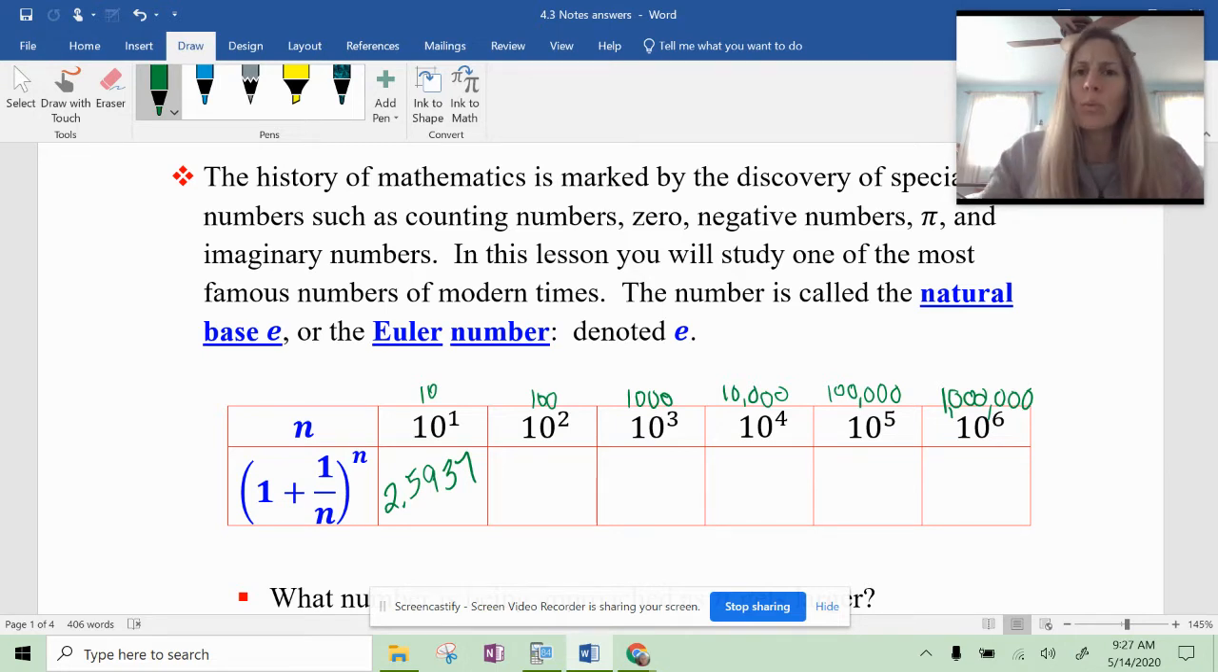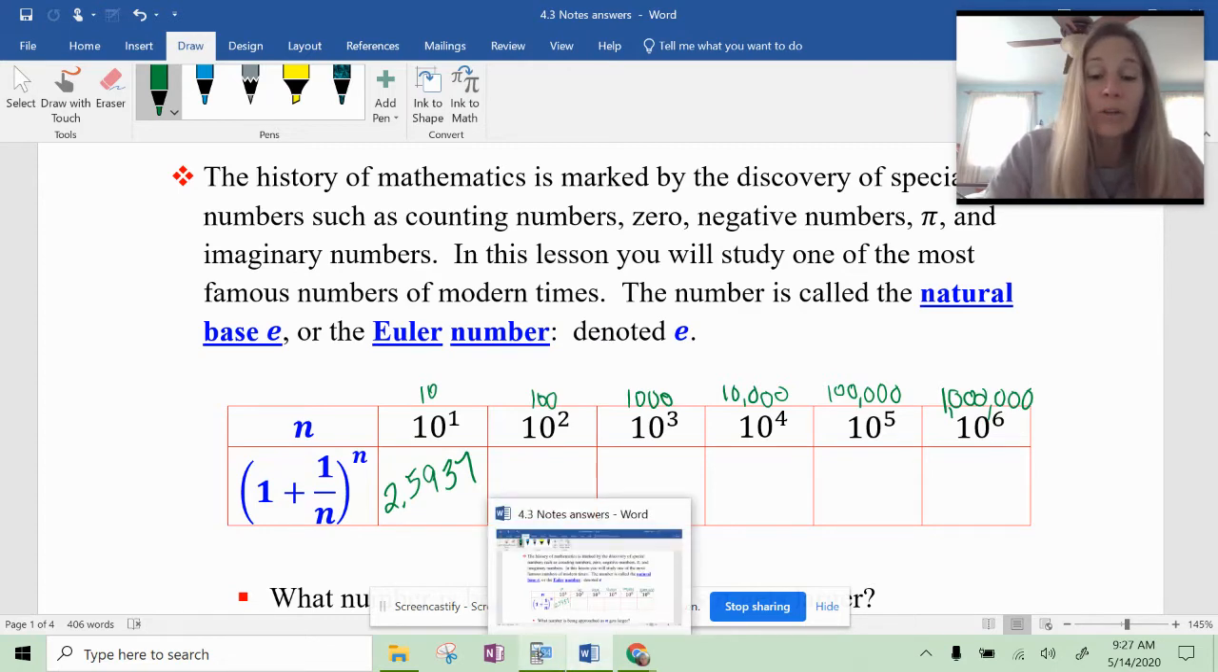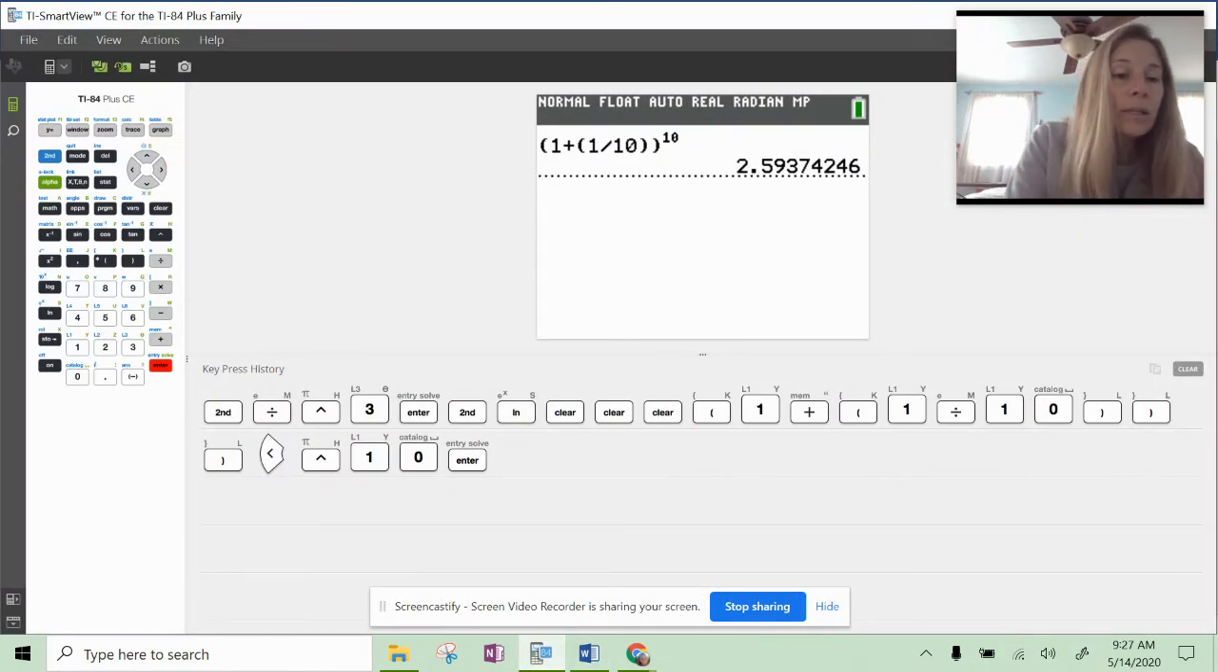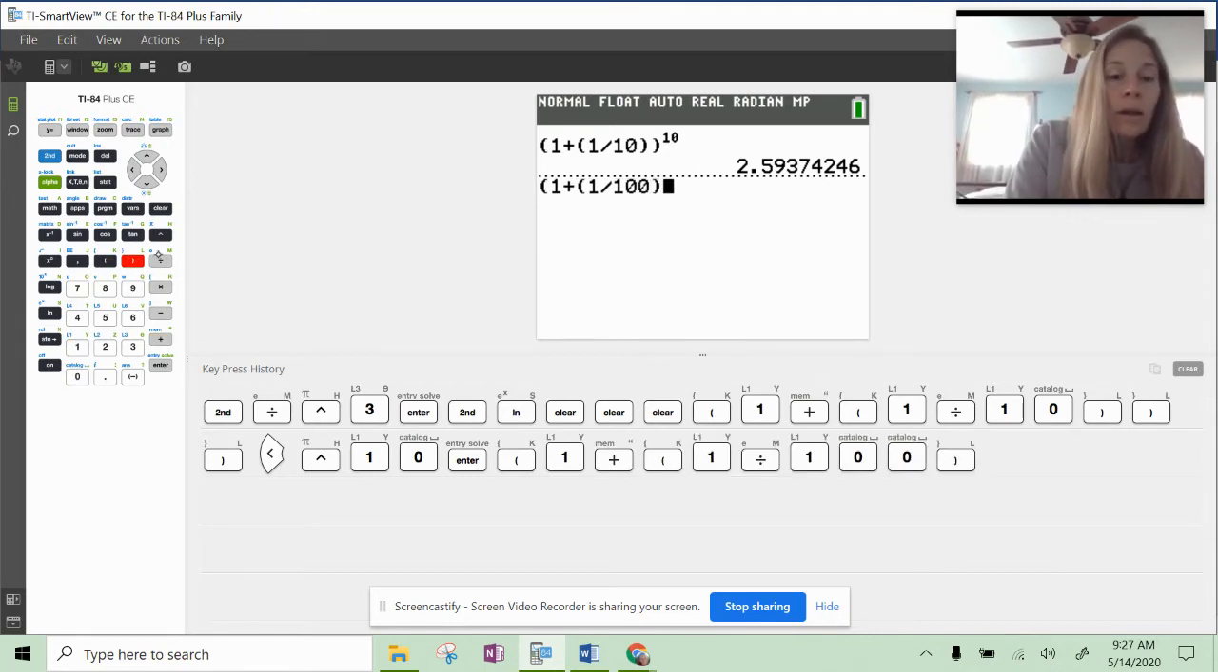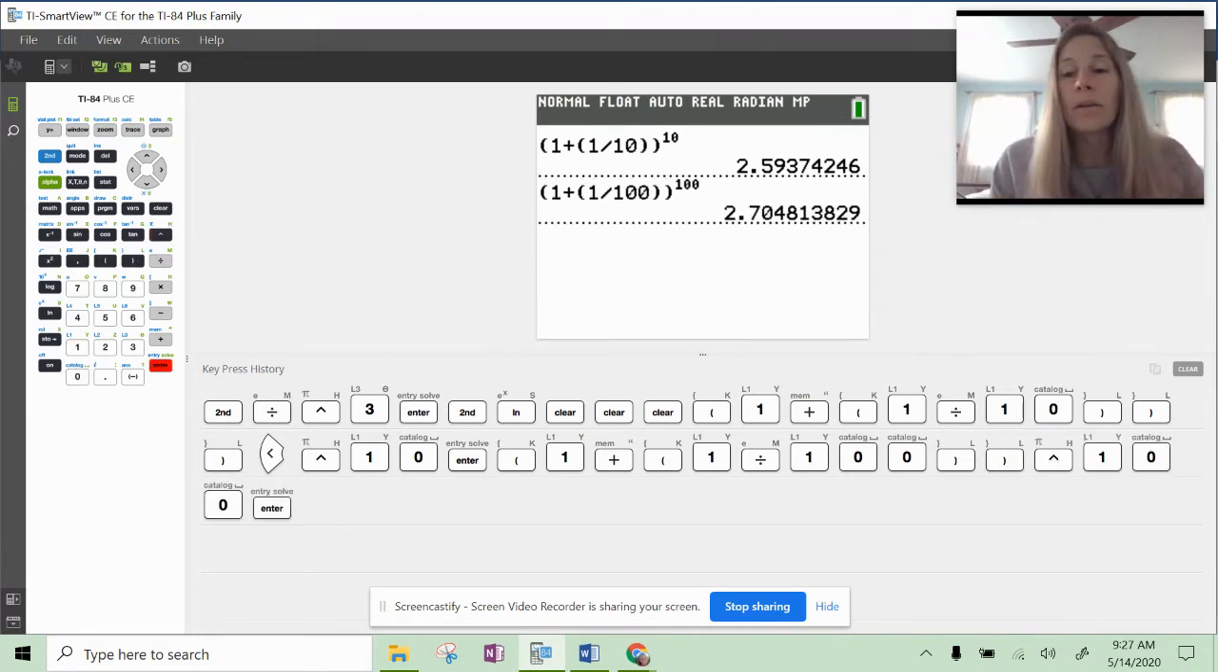Okay, so now we're going to do the same thing again, but we're going to increase that n value exponentially just to see what happens to the number. If we just went to 11 and 12, we wouldn't see very much change. So this time we're going to do 1 plus 1 over 100, close both parentheses, and then raise it to 100. And now you can see it's 2.7048.